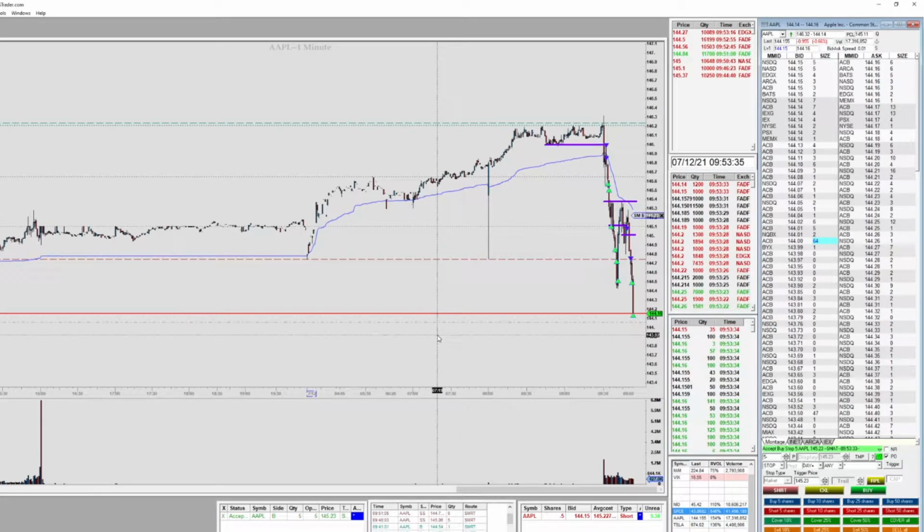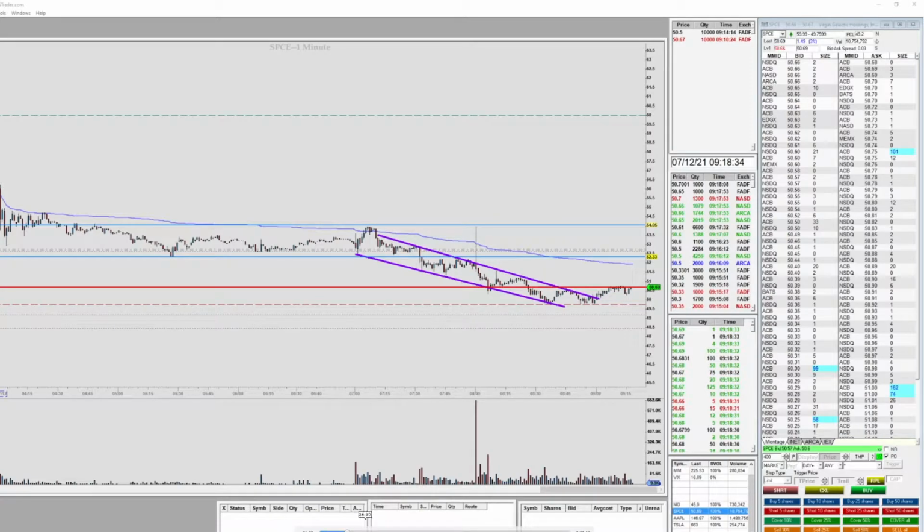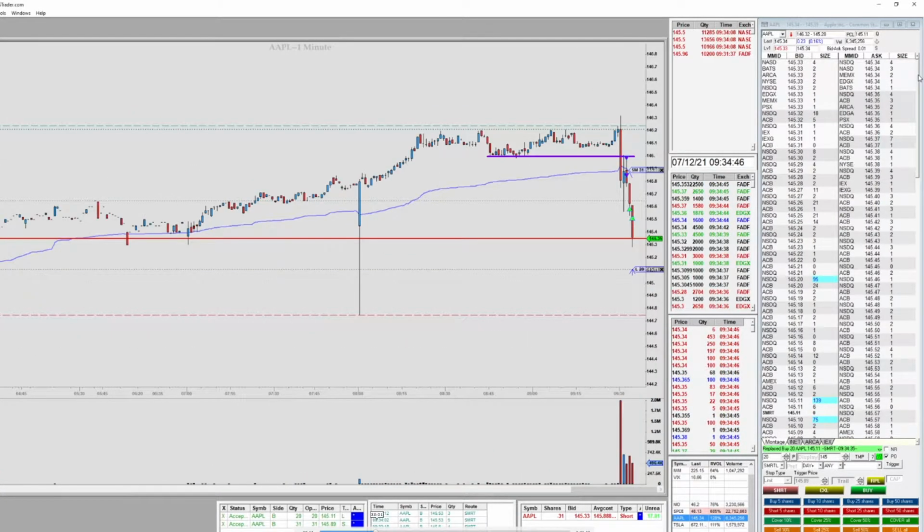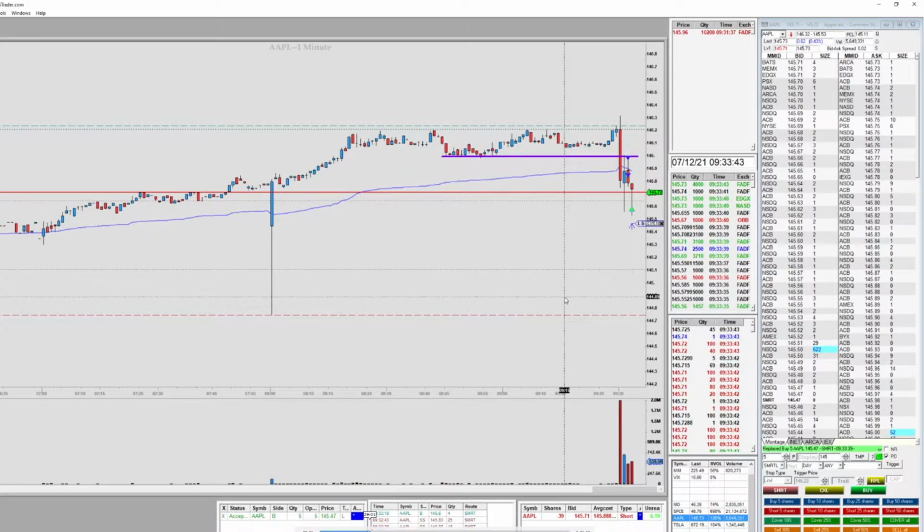Hey, this is my trade on Apple. It was an opening drive play. I wanted to go over the tape here and show you some of the big block orders that I was seeing and how I used those to risk against. Here at the open, here's Apple right here.